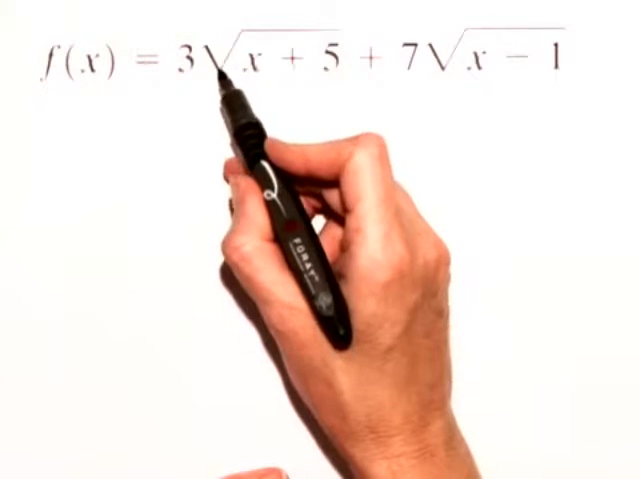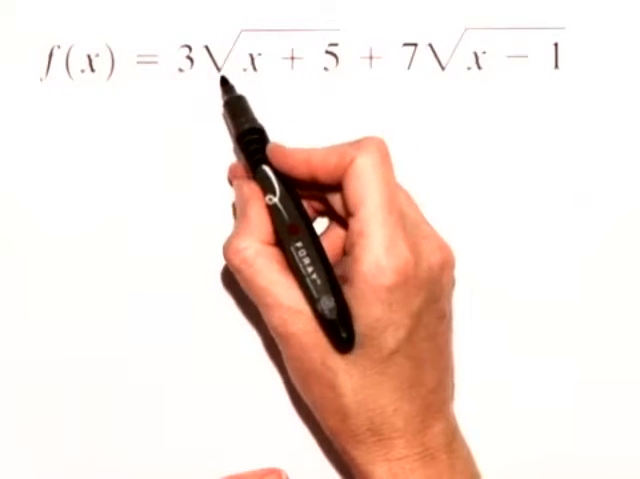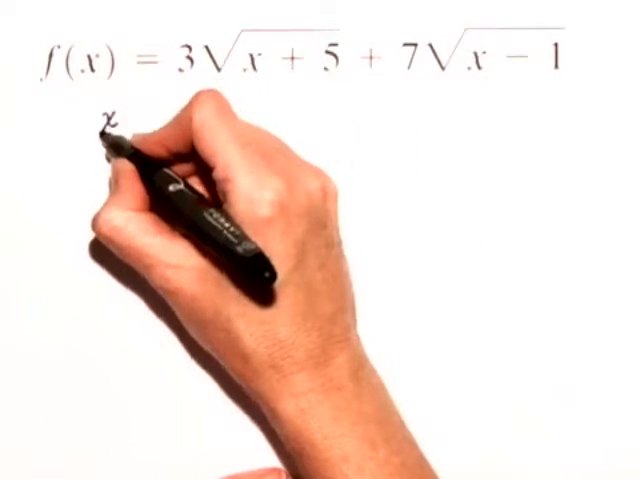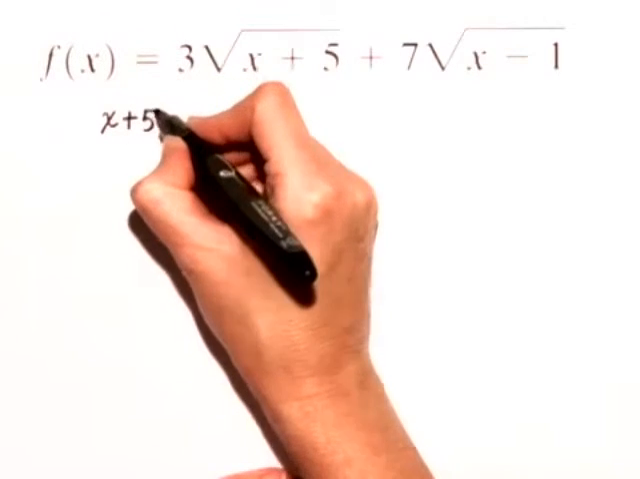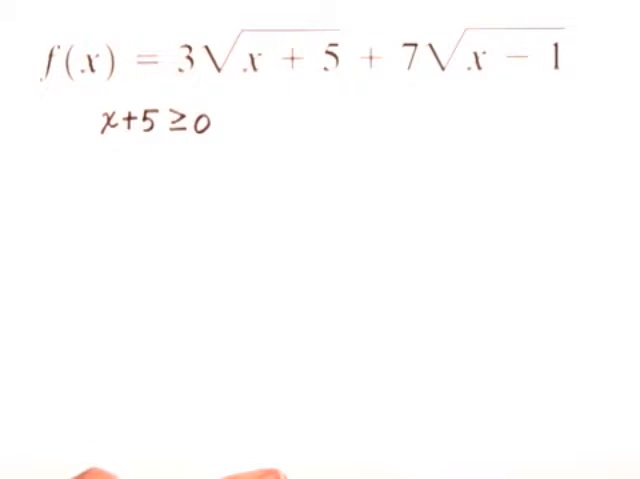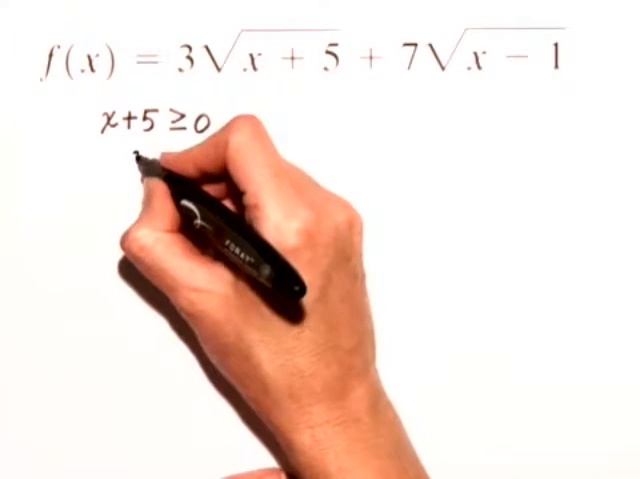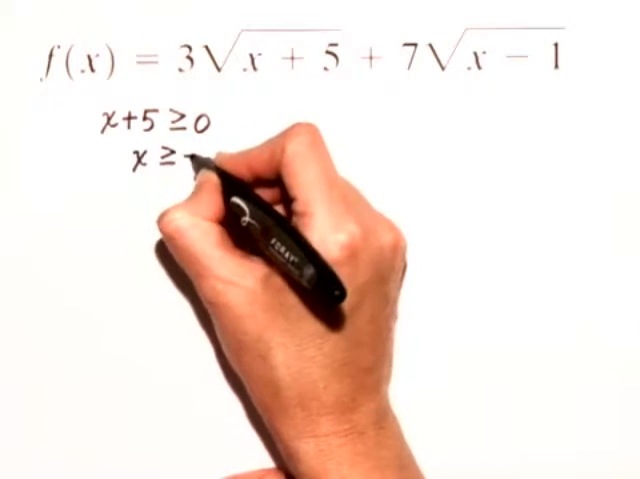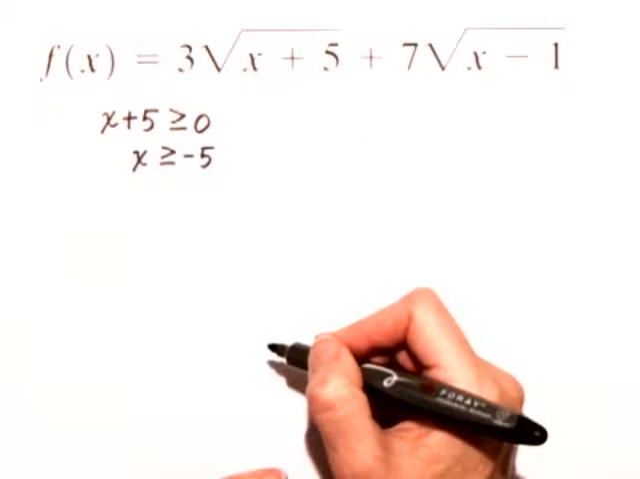So we want to make sure when we have an even-indexed radical, such as a square root, that we have what's underneath the radical greater than or equal to 0. 0 is fine, it just needs to be greater than or equal to 0. So in this case, x needs to be greater than or equal to negative 5.